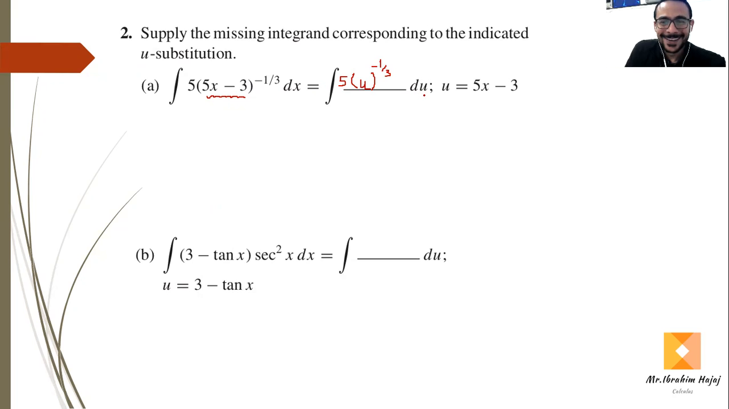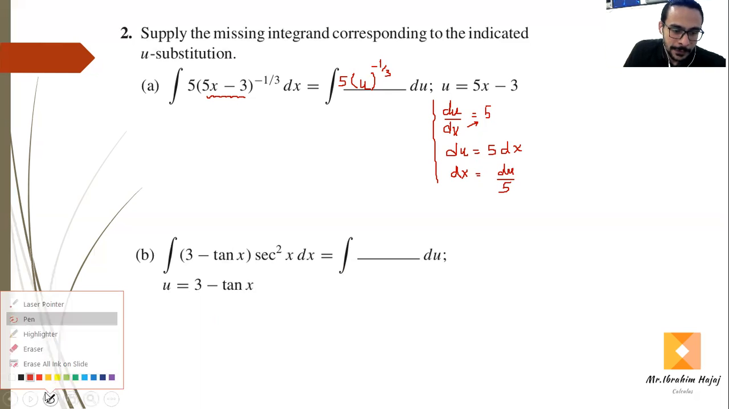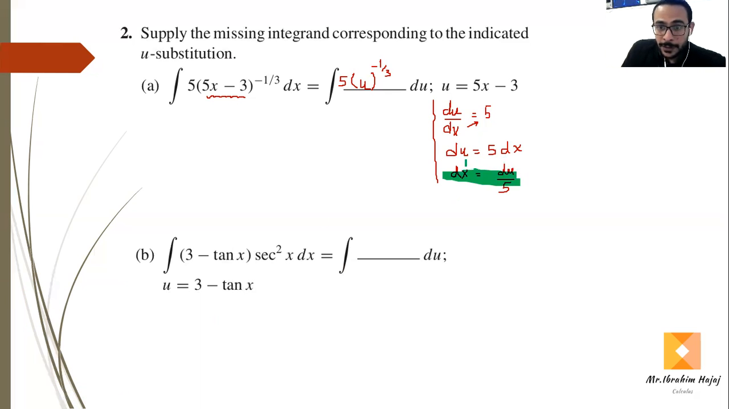We have to find dx. Yes. Okay, du equals 5 dx, so dx equals du over 5. Nice, du over 5. Yes. Okay, that's really great. This is the dx and this is the u. Yes. Let's return to the question.